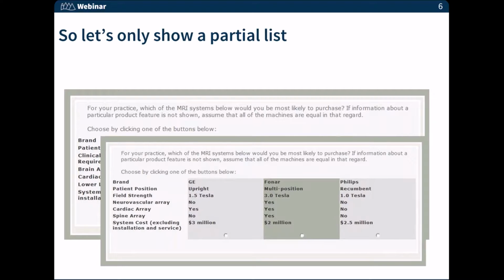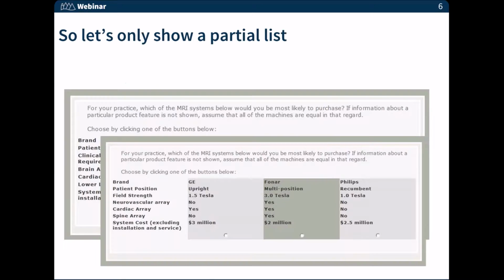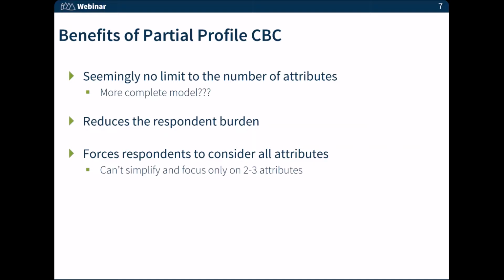So we can do partial profile. We can have the software rotate our attributes in. And there's a lot of benefits to allowing us to rotate these attributes in. So if we allow us to rotate attributes in, then it seems like there's really no limit to the number of attributes we can include in our study.